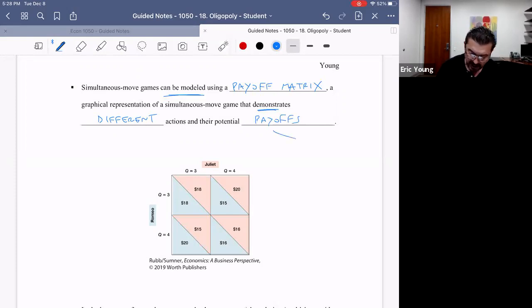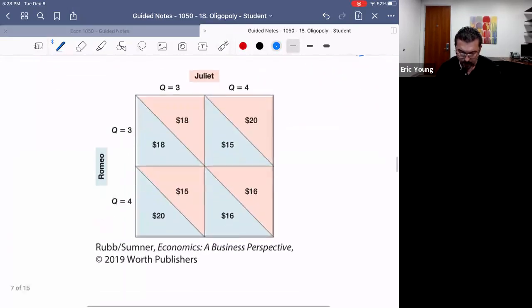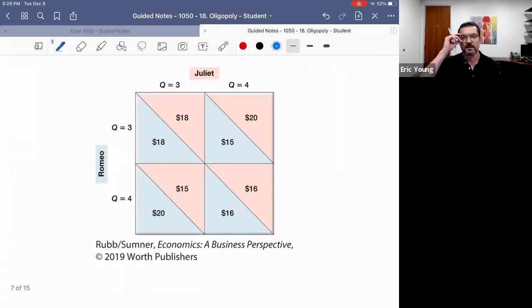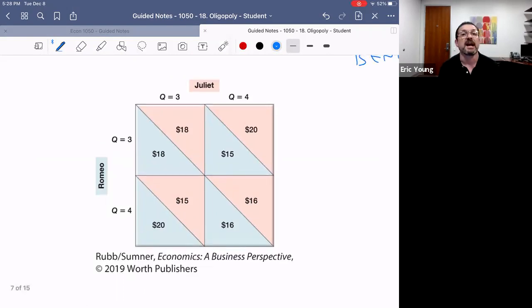Or instead of payoffs, we can maybe say benefits. Let's take a look here at an example of a really simple payoff matrix. This, to keep it easy, is a quantity decision. So we imagine here that we have two different players. We have Romeo, we have Juliet.